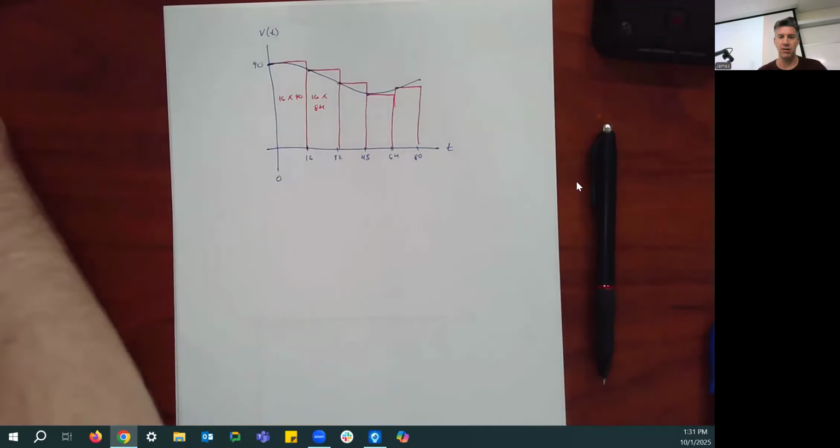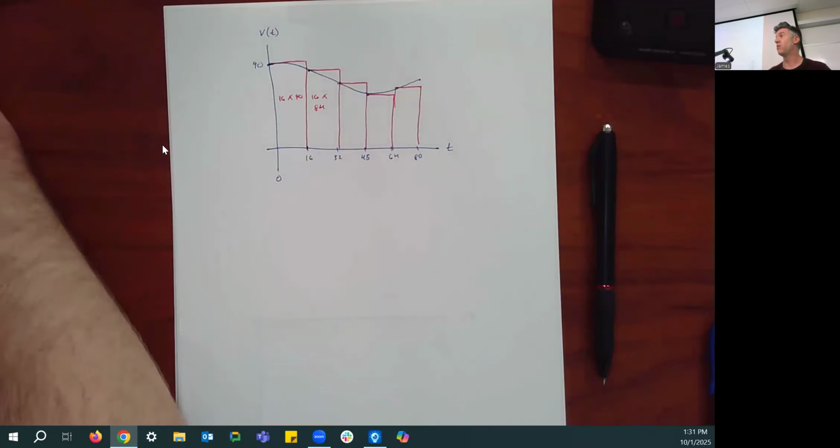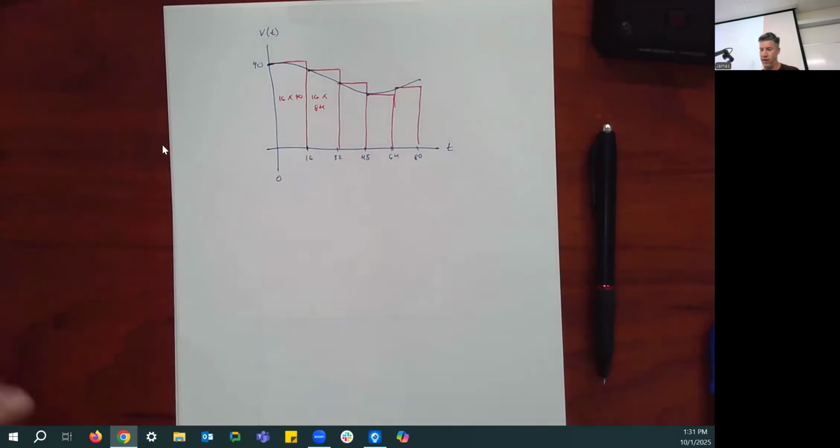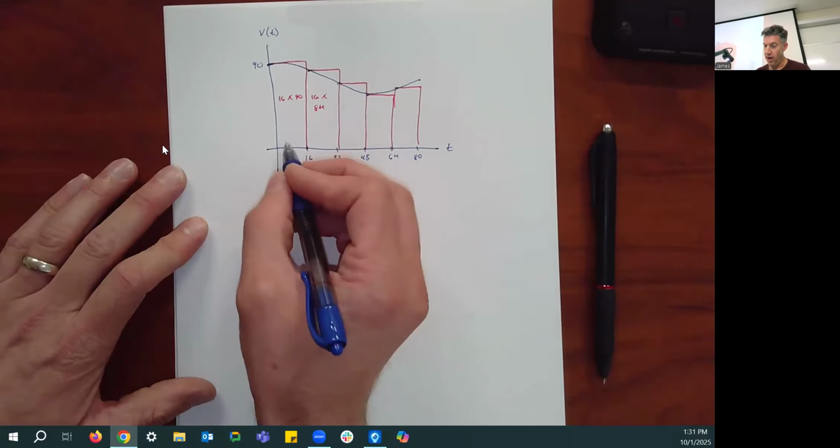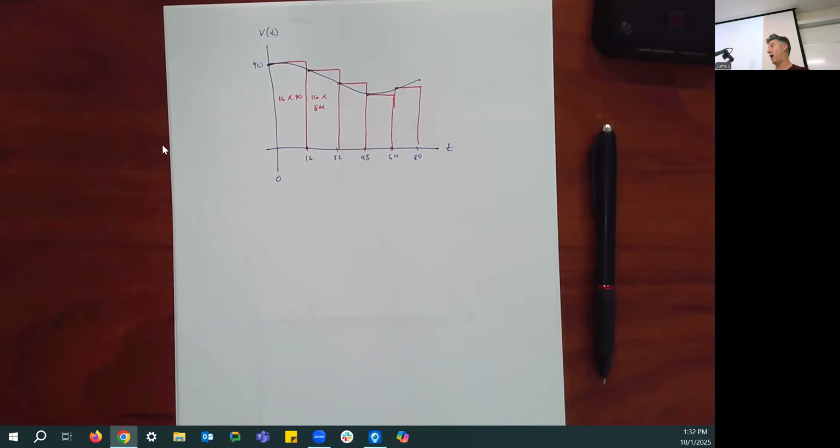Why did I use 16? Good question. Of course, I closed the thing here. So the reason I use 16 is because they told us, well, in fact, let's go back to what you did. So they're telling us that they're measuring the velocity of the motorcycle every 16 seconds.